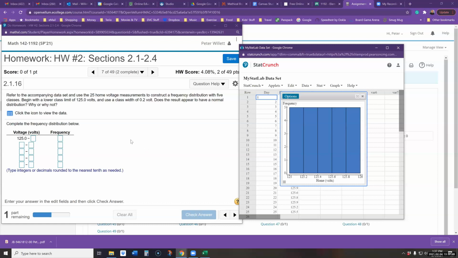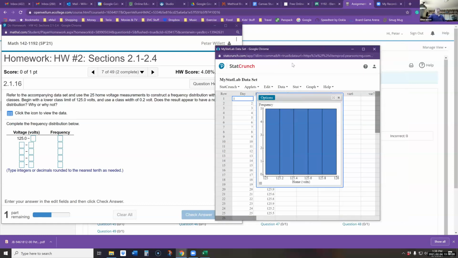And then you could get each of these frequencies by hovering over. Of course, they're all 5. So you would type 5s down here and then answer the question. Does that make sense? Yeah, that makes sense.